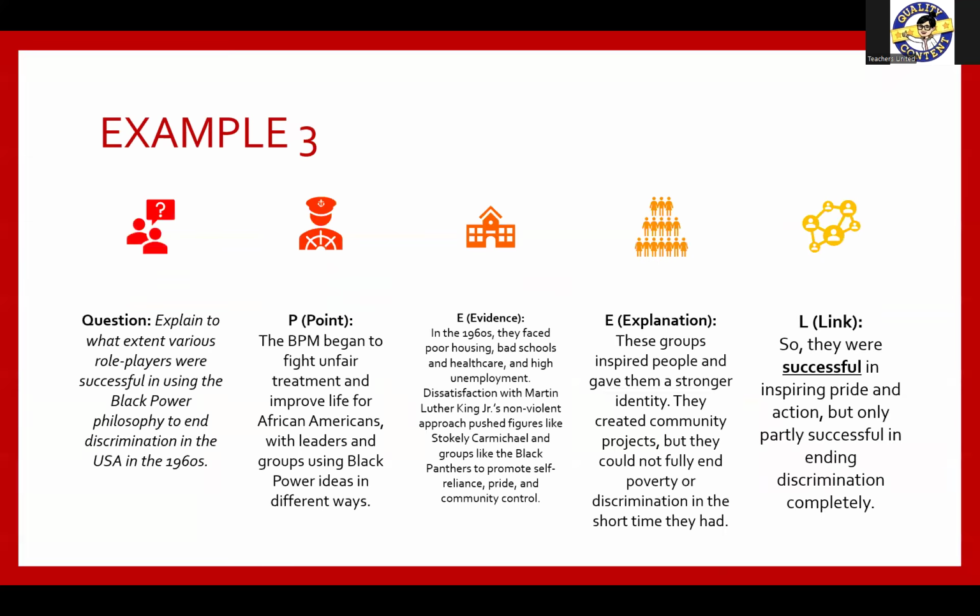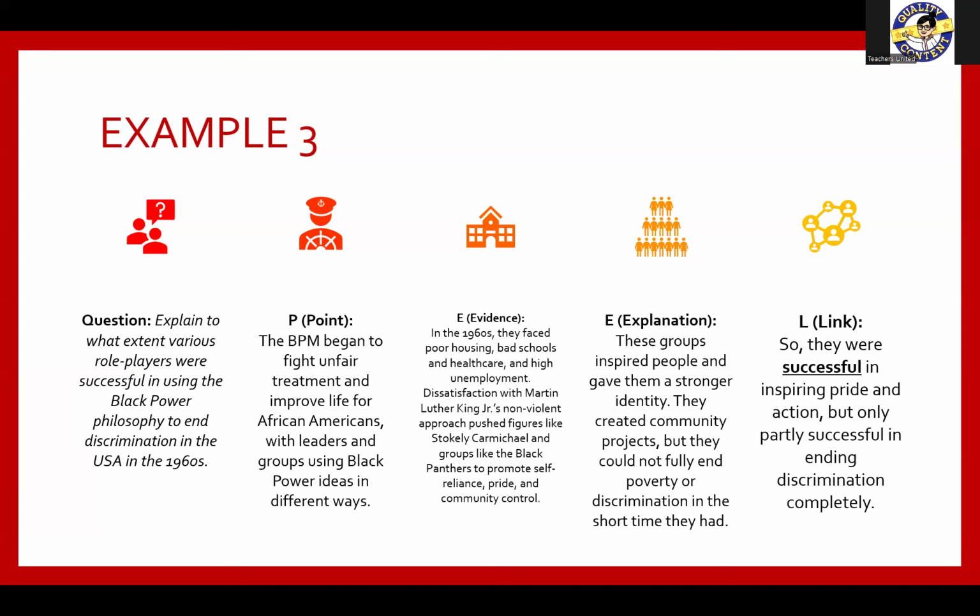Example 3, explain to what extent various role players were successful in using the Black Power philosophy to end discrimination. So my point, Black Power movement began to fight unfair treatment and improve life for the African Americans with leaders and groups using Black Power ideas in many different ways. So leaders and groups is speaking to the role players.